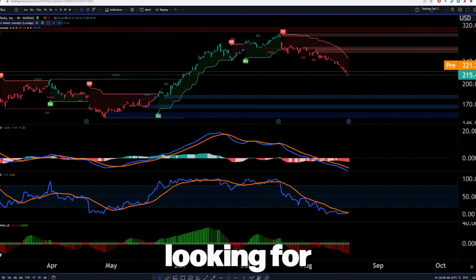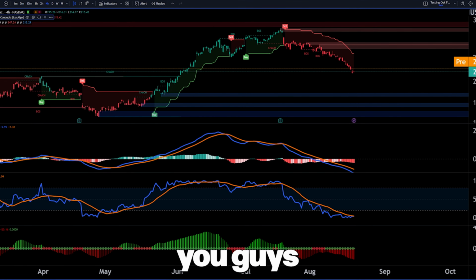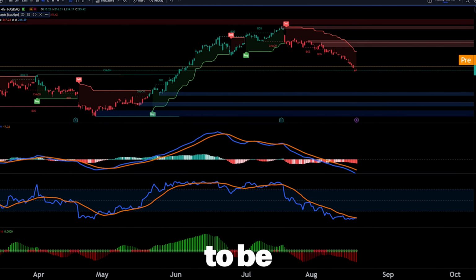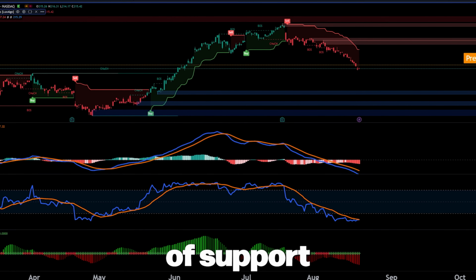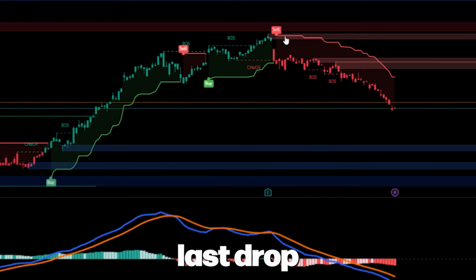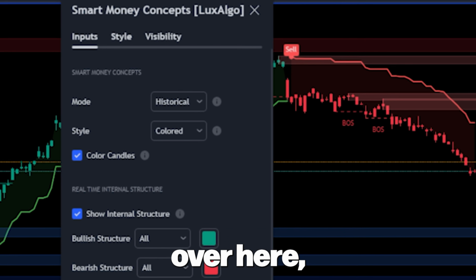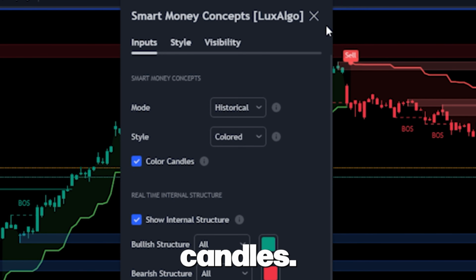All you guys are looking for is 5 bullish signals or 5 bearish signals before you make your trade, and then you're going to be holding into your next big level of support or resistance. For example here, let's take a look at this last drop that Tesla had on the 4-hour chart. What did we have? We had the sell signal, we had a change of character right here. You can see that from the point that all of these candles are red. That's why when we came over here, we actually made this color candles, okay?